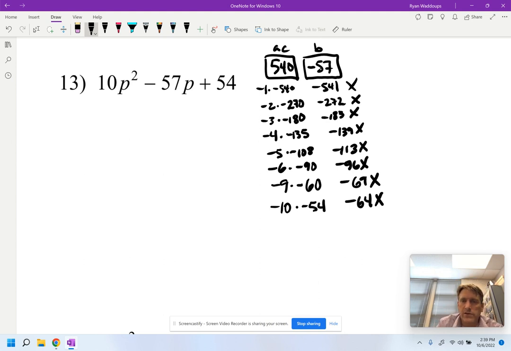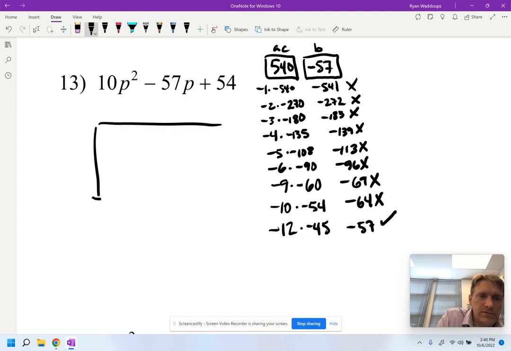11 won't go in there. 12. I think 12 will go into 540. So negative 12 times negative 45, and those added together give negative 57. So those are the numbers that we're looking for.